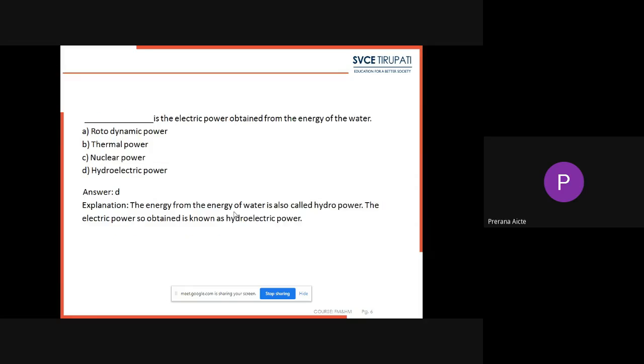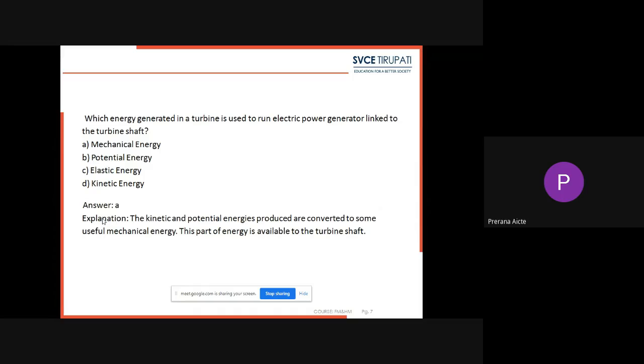Next one: dash is the electric power obtained from the energy of the water. Hydroelectric power is the electric power obtained from the energy of water. The energy from the energy of water is also called hydropower. So hydroelectric power is the power obtained from the energy of the water.